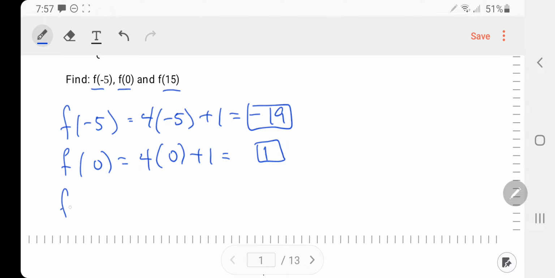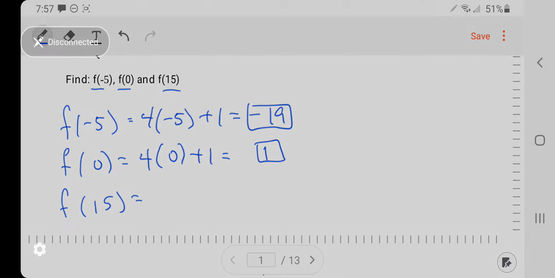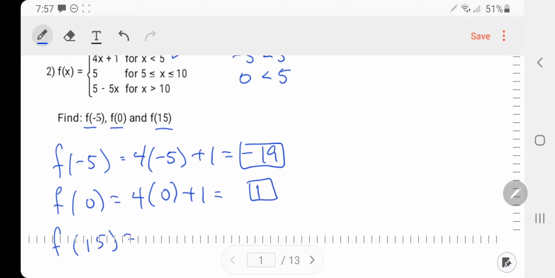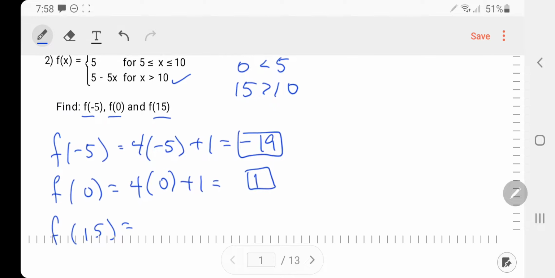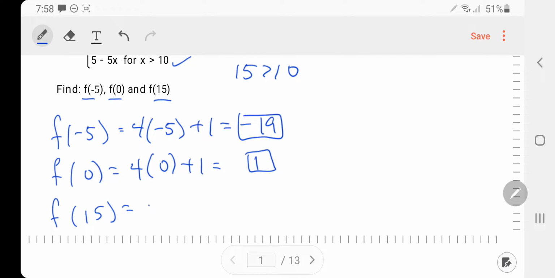And last but not least, f of 15. We can see that 15 is greater than 10. So now the bottom piece is true. And so we're going to plug 15 into the bottom. 5 minus 5 times 15 equals. Calculator time. 5 minus 5 times 15. -70.